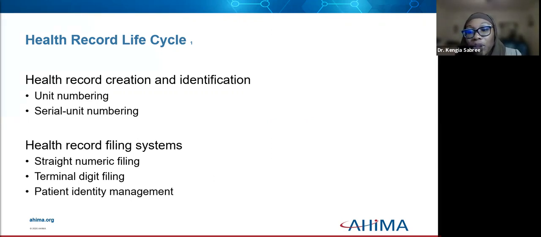So then another option is terminal digit filing. In a terminal digit filing system, records are filed according to a three-part number, right? Made up of two-digit pairs. So like 2, 4, 6, right? So you have three sets of two numbers. The pairs range from 00 to 99.